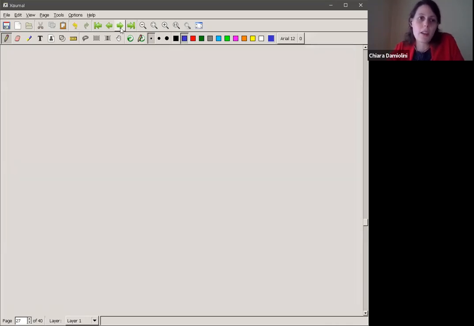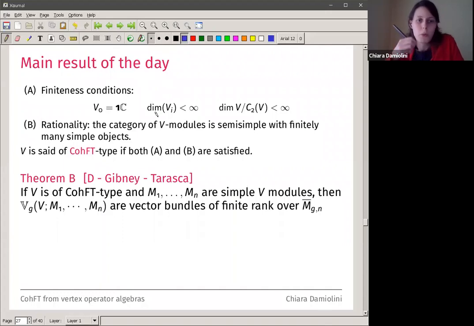So let me state the theorem, which we proved with Angelo Gibney and Nicola Tarasca. This says that if I start with a vertex algebra of CohFT type and n modules which are simple, then the sheaves of coinvariants are actually vector bundles of finite rank. So this is the first part of the theorem. And I want to mention that the finiteness of the rank only needs part A. We don't need rationality to show the finiteness.